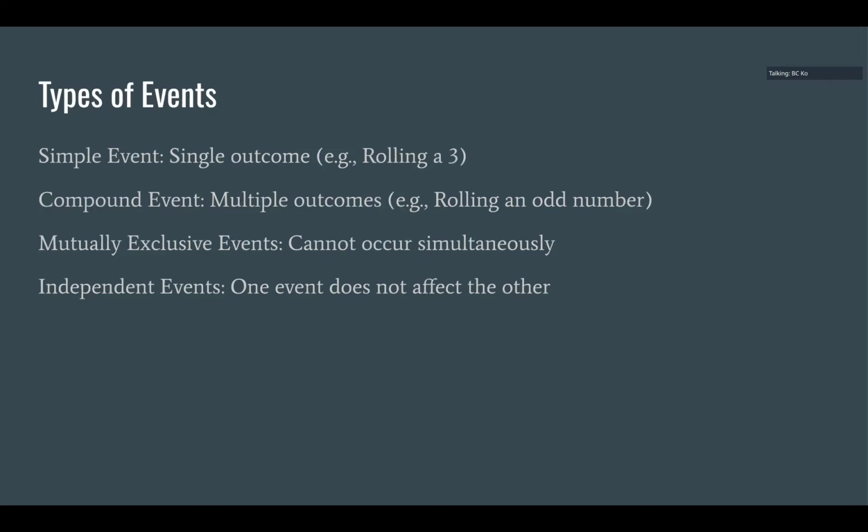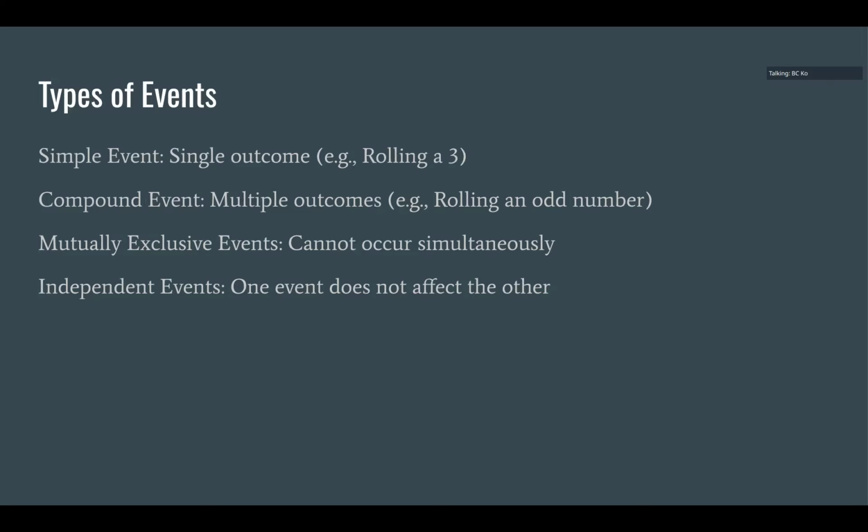Types of events. So events in probability can be classified into different types. First, a simple event is an event with a single outcome. For example, rolling a 3 on a die. A compound event consists of more than one outcome, like rolling an odd number, which includes the outcomes 1, 3, 5.